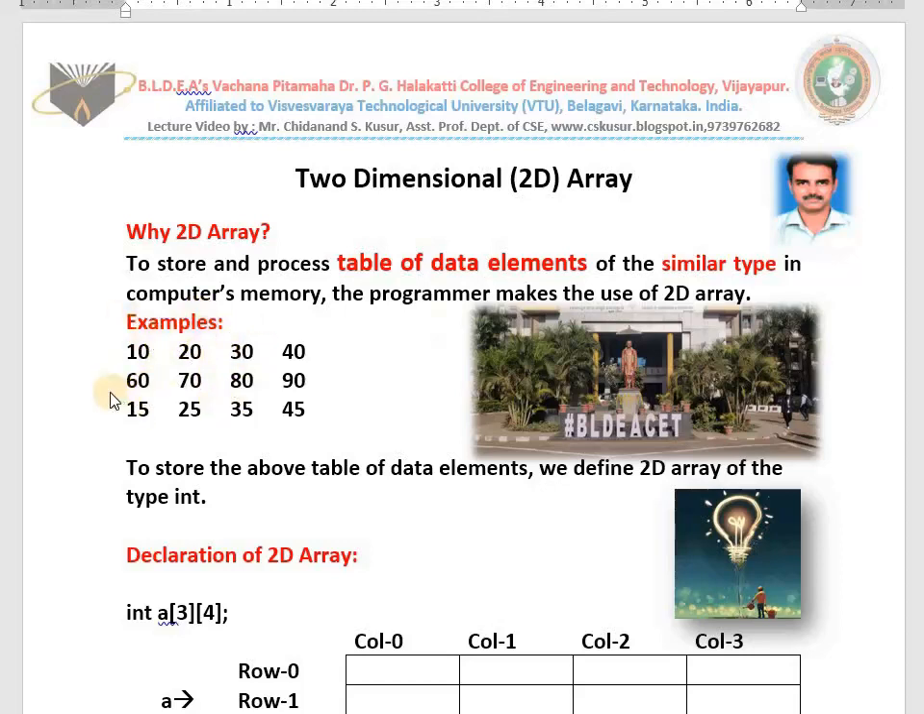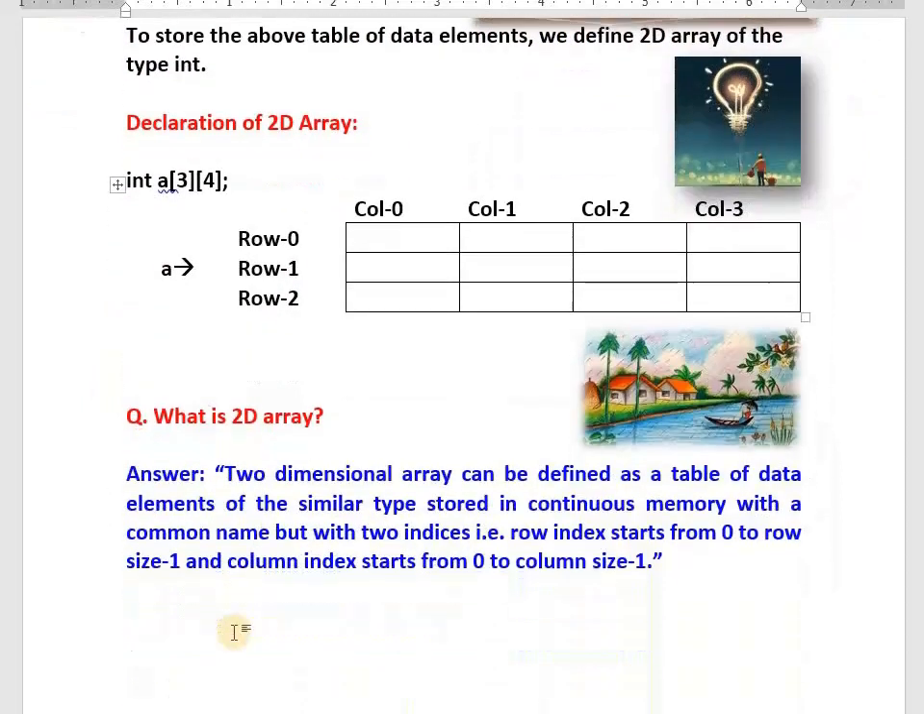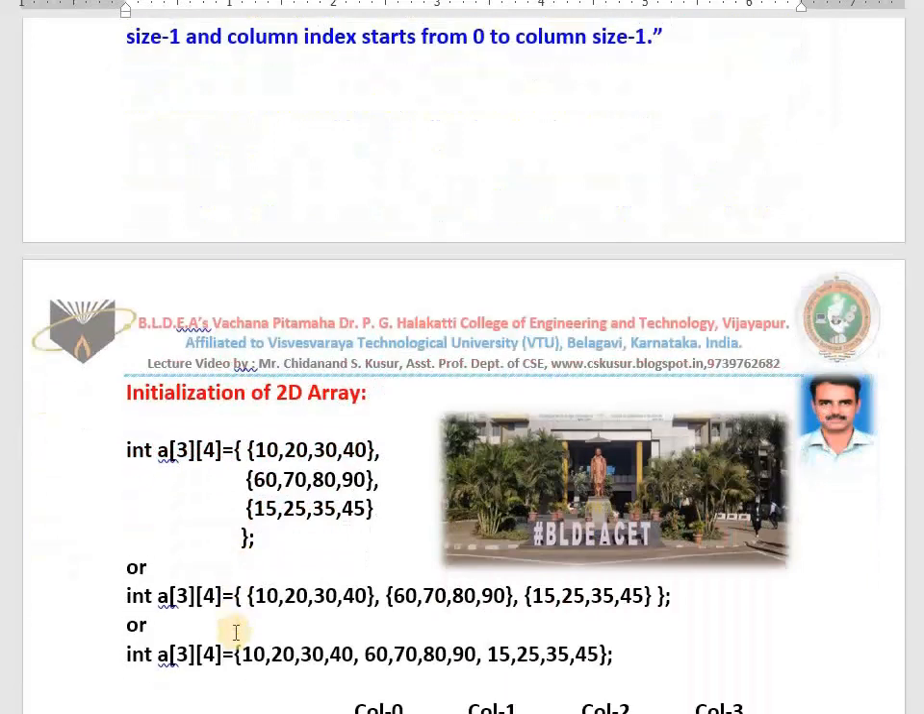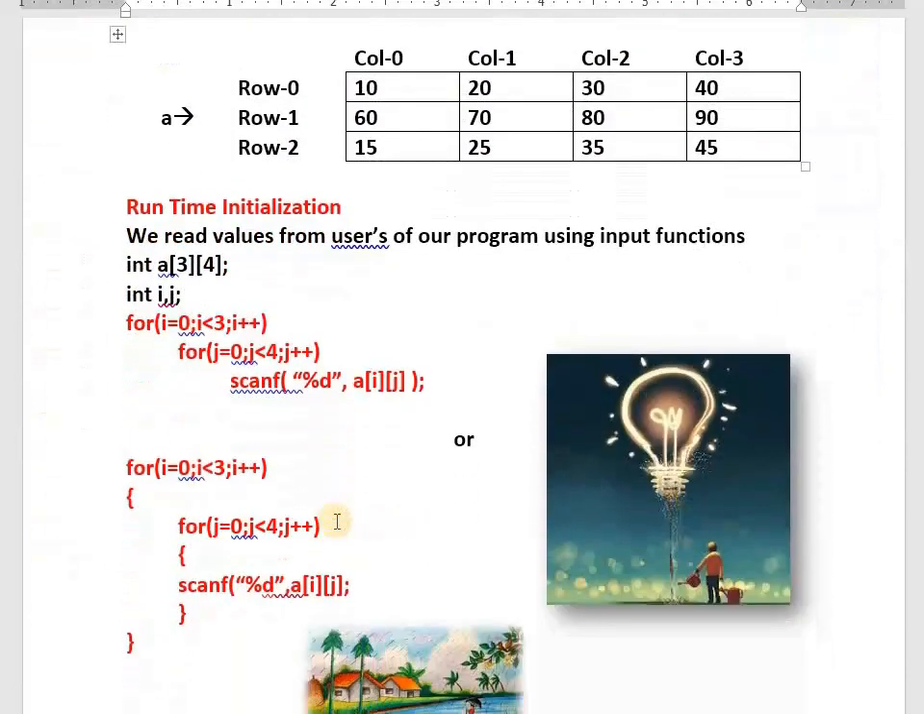How do you store these values? 3 rows, 4 columns. We go for int a of 3 by 4. This is called declaration. Then initialization also we studied. Initialization means we store the values. Declaration means we allocate. These are the three ways we can store like this. And runtime means what? We don't know the values, we read and store. This is one example I shared in my last class.